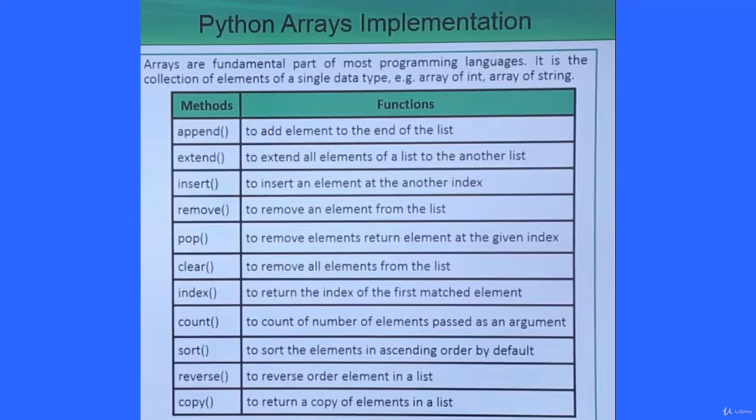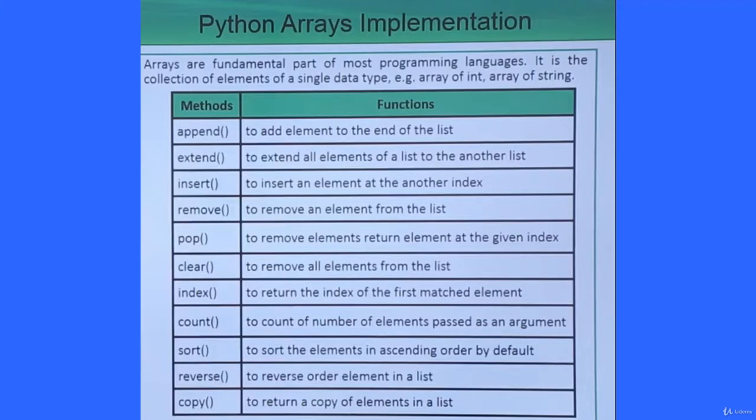That means in the case of pop, it removes the element from the given index and returns that removed element. We have clear, to remove all elements from the list, so the list, the array, will become empty. Next is index, to return the index of the first matched element, which is useful for searching. We have count, to count the number of occurrences of the element passed as an argument.